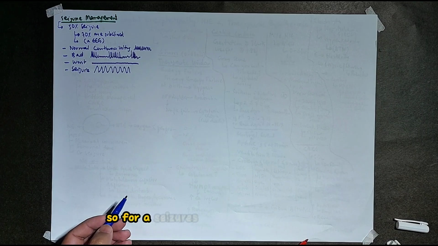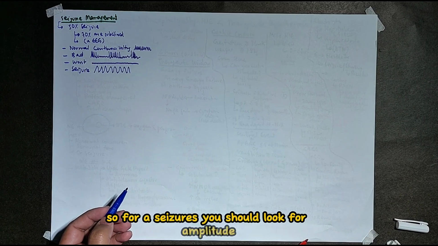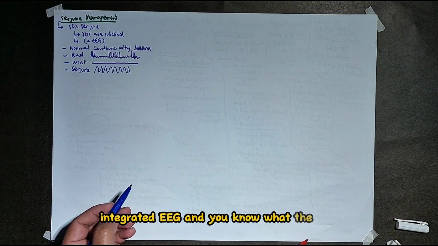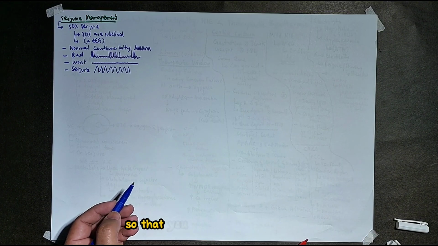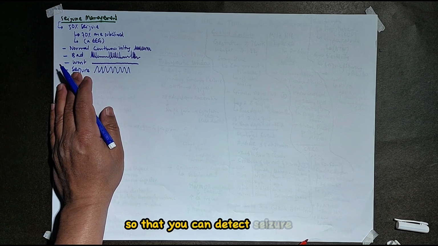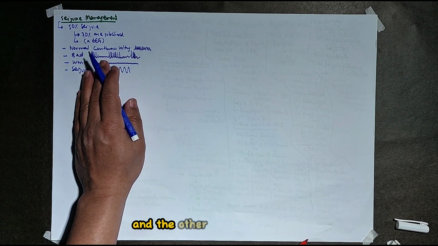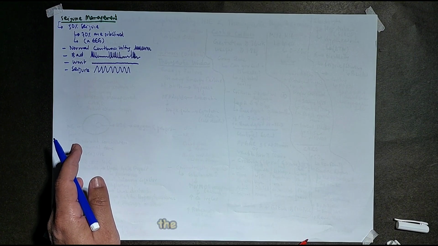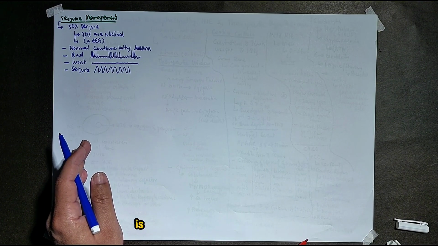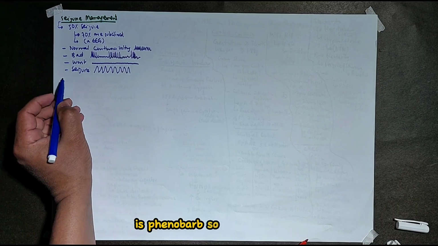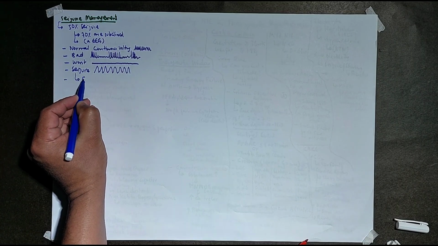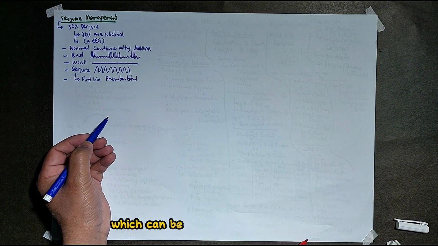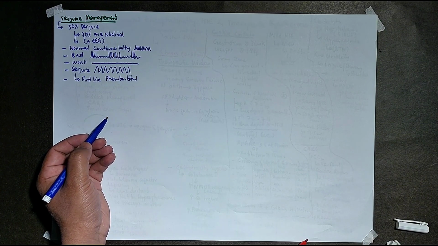So for seizures, you should look at the amplitude integrated EEG, and you know what the pattern looks like, so that you can detect seizures and the other normal values. For seizure management, the drug of choice is phenobarb. First line is phenobarbital, which can be given at 20 mg per kg IV.